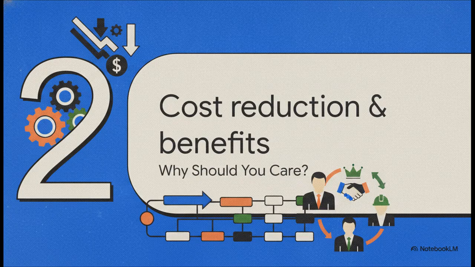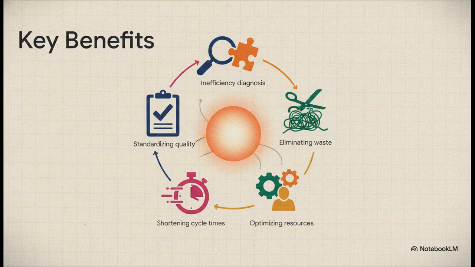Moving on to part 2, cost reduction and benefits. Why should you actually care about implementing this? Well, the benefits are pretty massive. Think of SIPOC as this incredibly precise gap analysis tool. By mapping your process this way, you immediately diagnose inefficiencies and eliminate operational waste, what the lean methodology calls MUDA. You get to optimize how you use your human and material resources, which of course directly drives down your operational costs. It helps you shorten cycle times and eliminate bottlenecks, which accelerates your whole value stream.